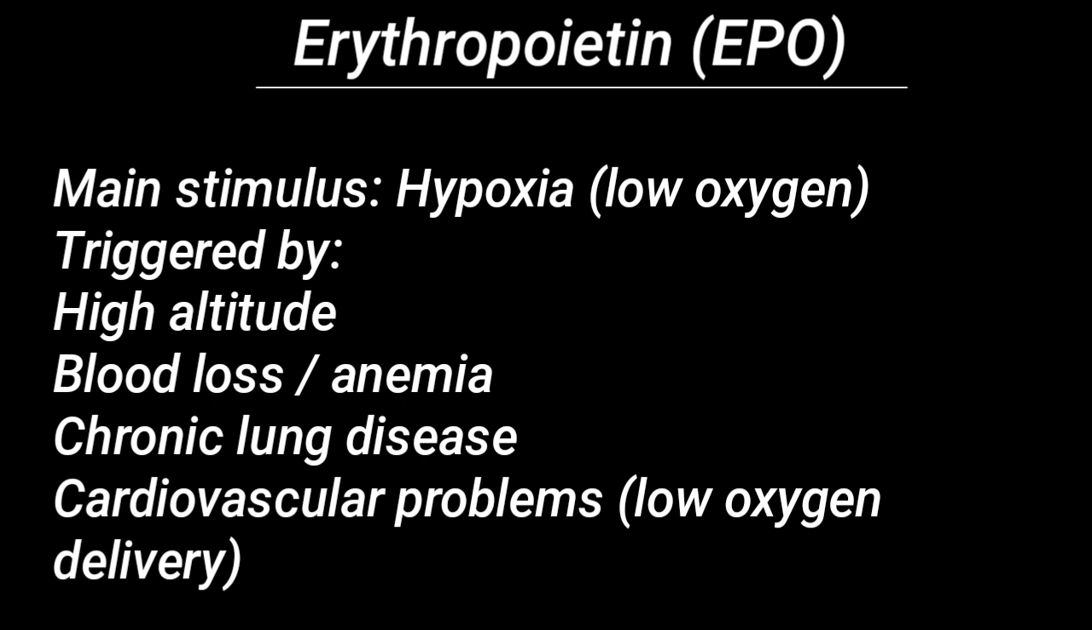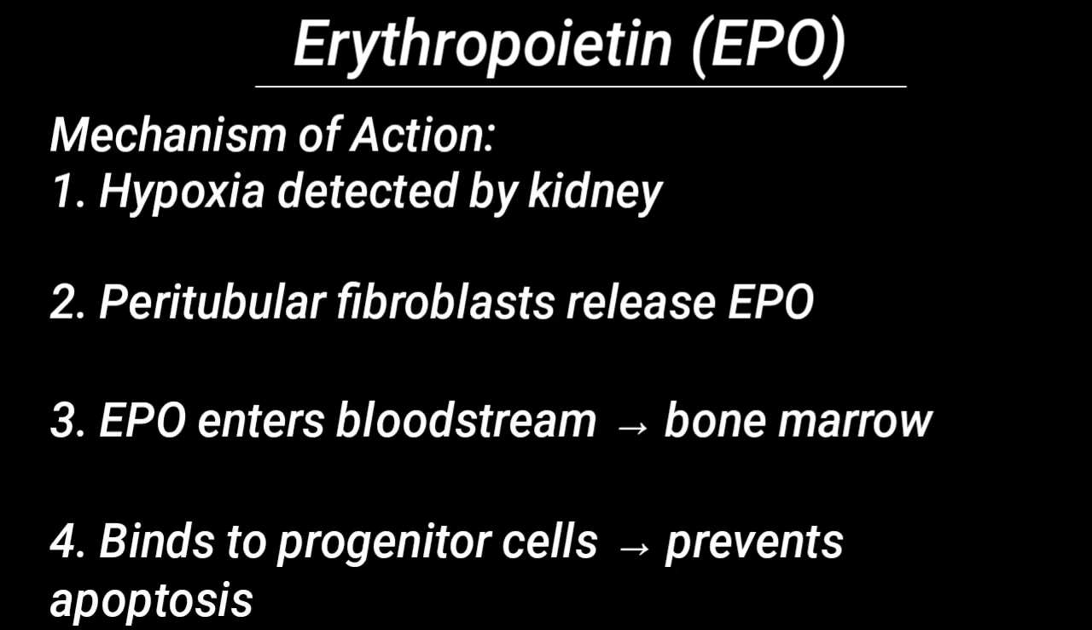Then the third one, chronic lung disease, which can lead to impaired oxygen intake. And then there are cardiovascular problems, which reduce oxygen delivery to tissues. So in summary, whenever tissues sense low oxygen, the kidney's response is to produce more erythropoietin. And that takes us to the mechanism of action. So let's take this step by step on how erythropoietin actually works.